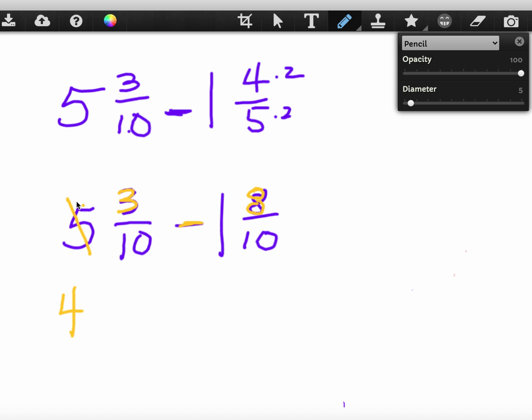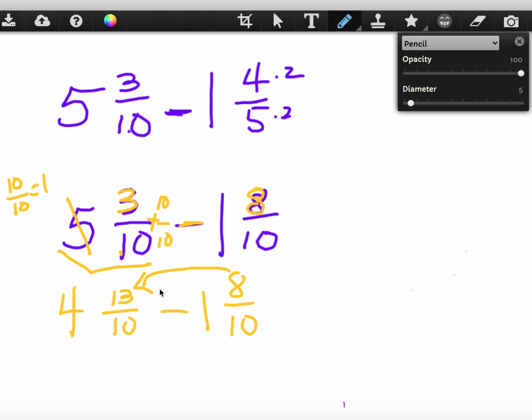I'm going to take the 1 unit that I took out of the 5, the 1 whole, and I'm going to cut it up the same way this is. I'm going to cut it up to 10 over 10. That equals 1 unit, the 1 unit I took out. And I'm going to add it to this fraction. So now I have 13 over 10. These two groups are equal to each other. I just took 1 unit out of the 5 and I put it in with my fraction so that I could now subtract.